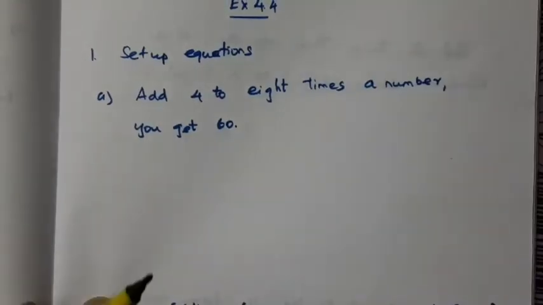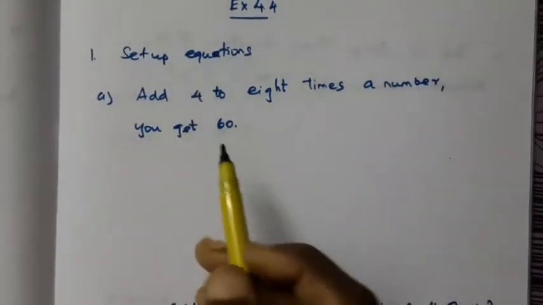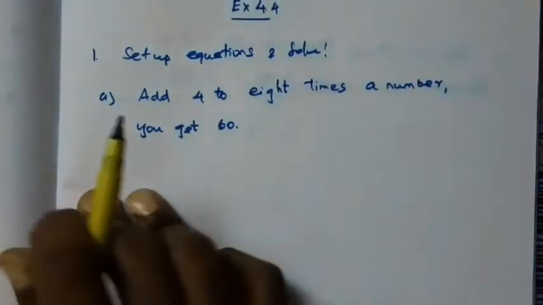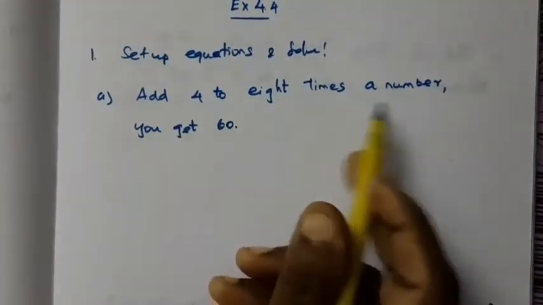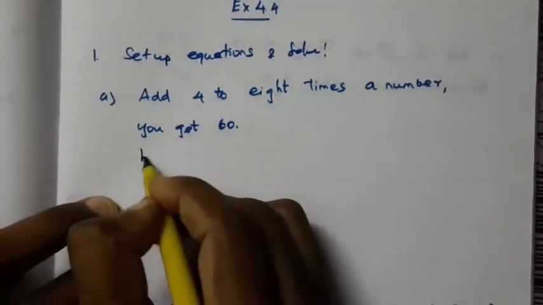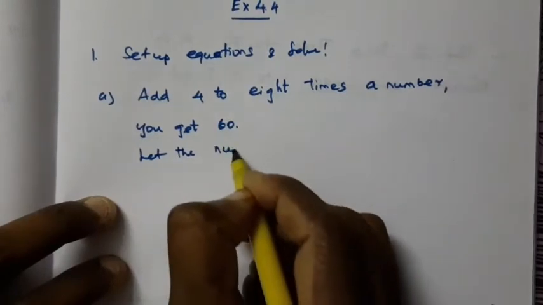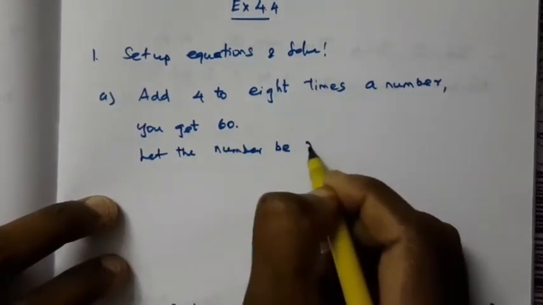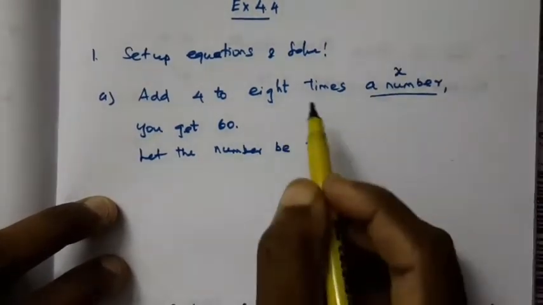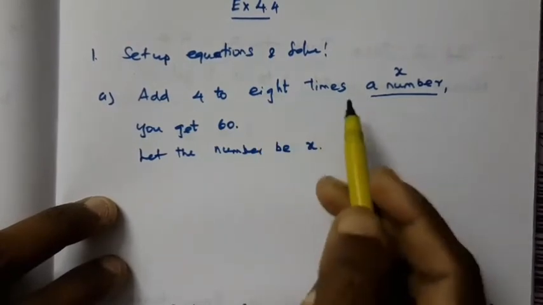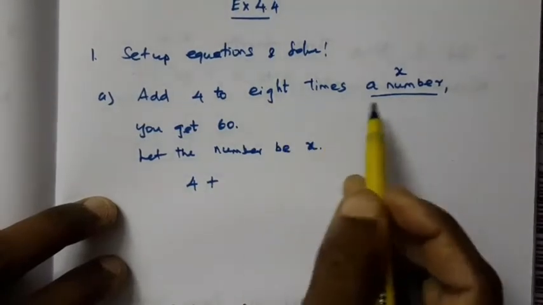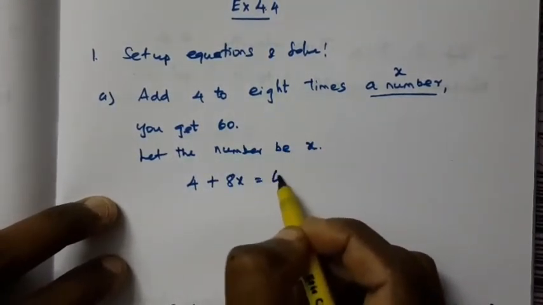Now we will start with exercise 4.4. First we have to set up equations and solve them. Add 4 to 8 times a number, you get 60. Let the number be x. Then 8 times the number is 8x. So add 4 to 8 times a number, which is 8x, you will get 60.